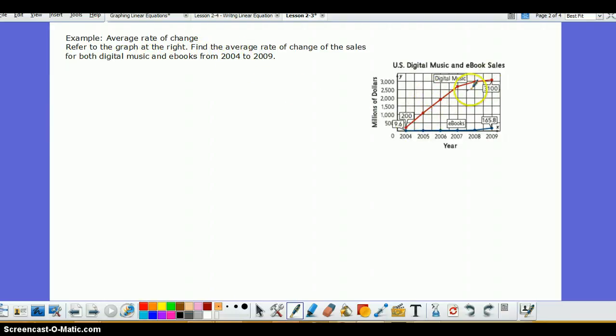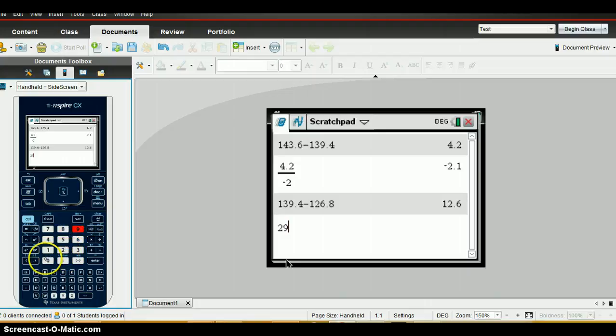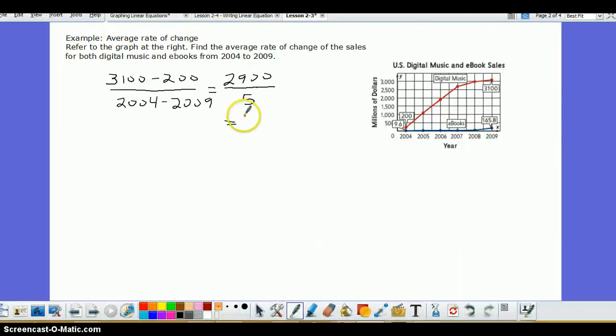Okay, so the music is the red, so from 2004, where they had 200, to 2009, where they had 3,100. So 3,100 minus 200 over, going from 2004 to 2009, well, that's going to be 2,900 here, over a 5-year period. So 2,900 divided by 5 is 580. So in this case, since it's millions of dollars, they averaged $580 million per year from 2004 to 2009 on digital music. So that's music.